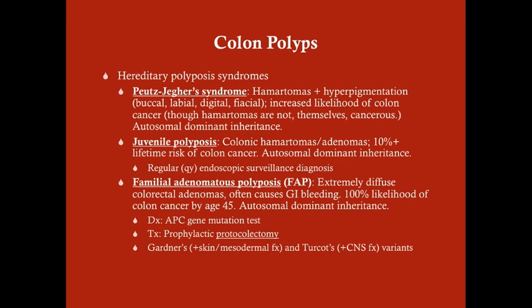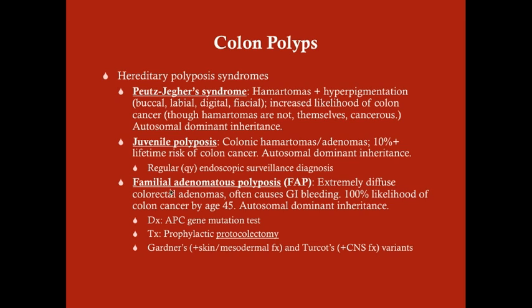These patients have a 10% or more lifetime risk of colon cancer, and this also is an autosomal dominant inheritance. One of the things that can point you towards juvenile polyposis is GI bleeding in a child. Not a lot of reasons that a child should have GI bleeding. Juvenile polyposis is one of those reasons. These patients will get regular colonoscopies to survey for any kind of adenomas that may be premalignant.